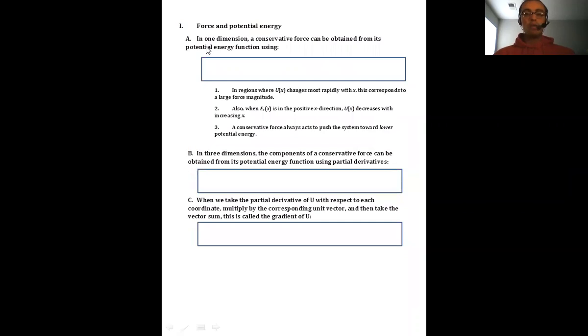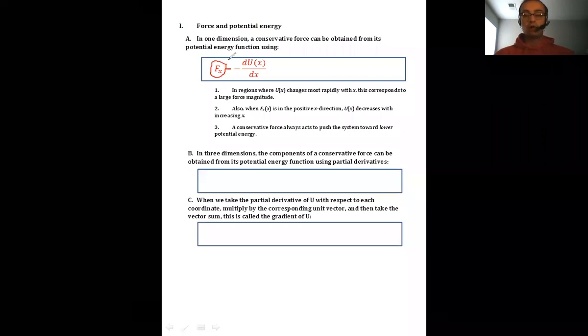So, in one dimension, a conservative force can be obtained from its potential energy function. The force of that conservative force is equal to the negative of the derivative of the potential energy with respect to x. Very important to note that this is in one dimension. So if you're dealing with force just in x or in y or in z, you can take the derivative of that function with respect to x or y or z to give you the force function.